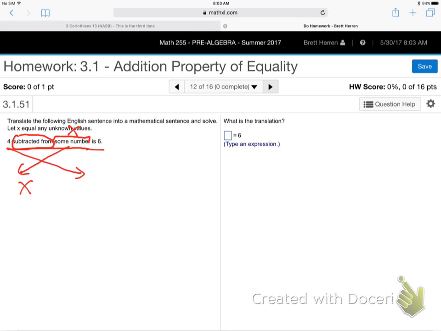The some number and the 4 are subtracted, but in reverse order. Everybody see that? 4 subtracted from means 4 goes at the back. That's the meaning of the English phrase subtracted from. Is, what does is always mean? Equals. If Johnny is 10 years old, his age equals 10, right? Is equals. Is 6, equals 6. Like that.